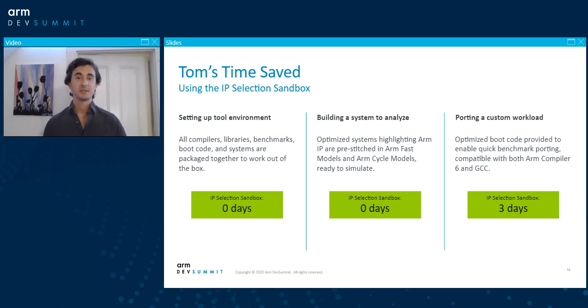Lastly, porting his custom workload. The optimized boot code that was provided enabled him to very, very quickly put in his benchmark that he cared about without having to worry about the low-level details, saving weeks of time and going down to less than a week, around 3 days.